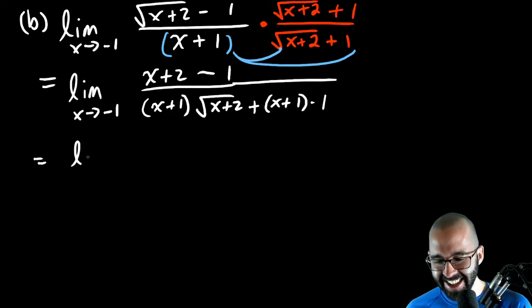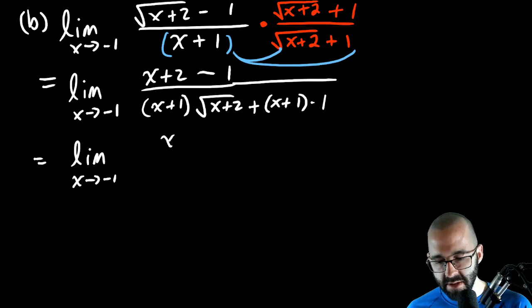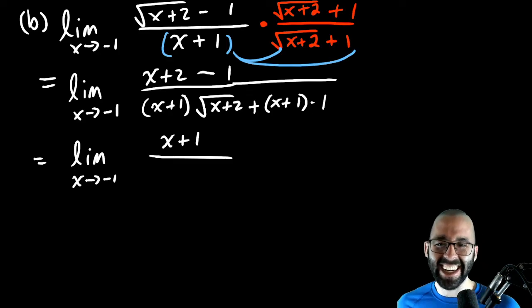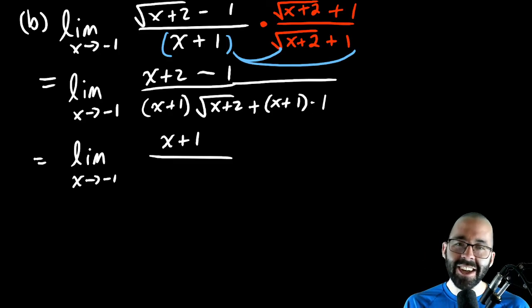All right, so this is the limit. As x approaches -1, what happens to the top? The top becomes x plus 1. Yes, it's fine. And the bottom. So, all right, let's look at where we're going here.